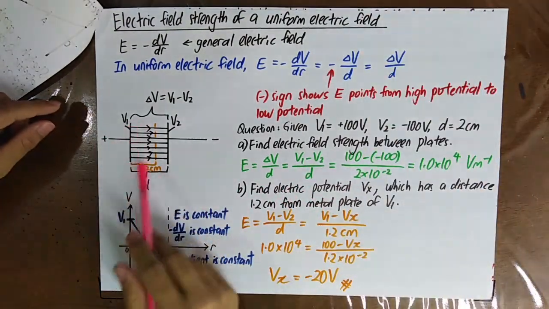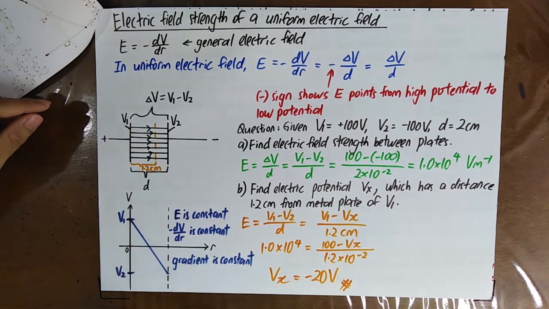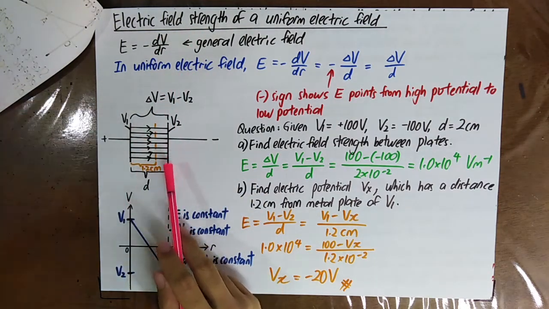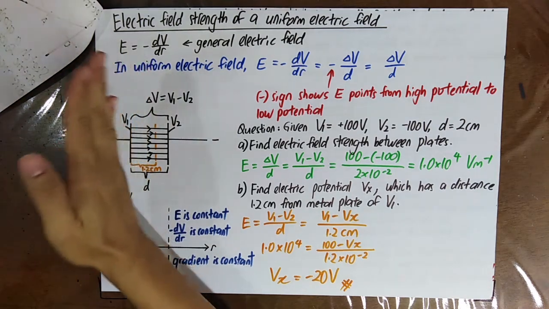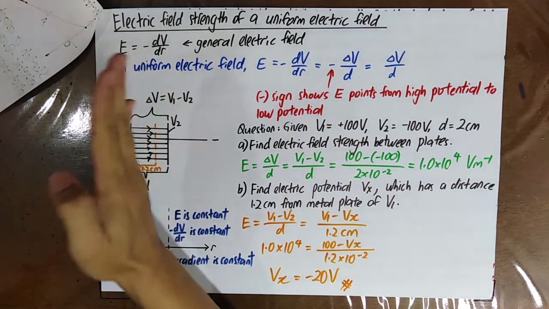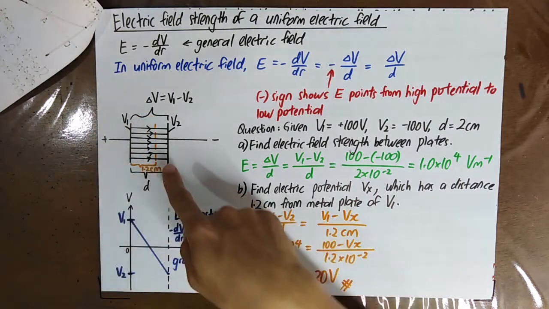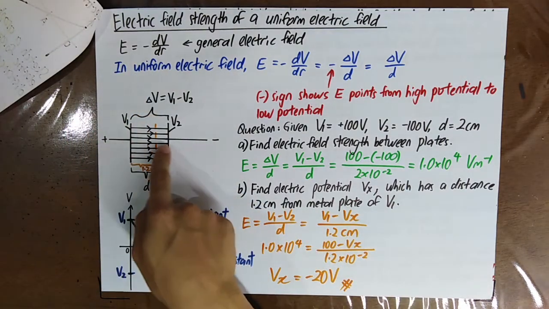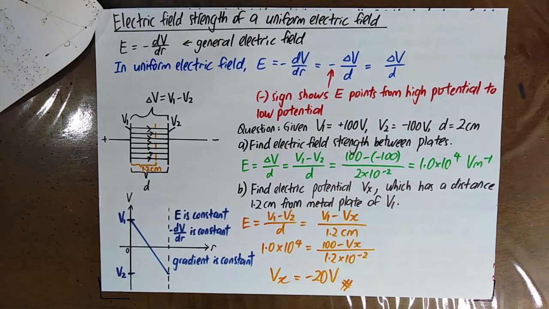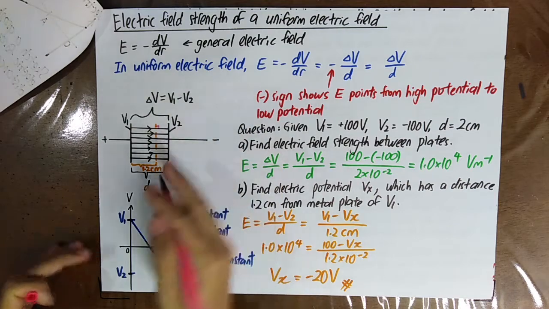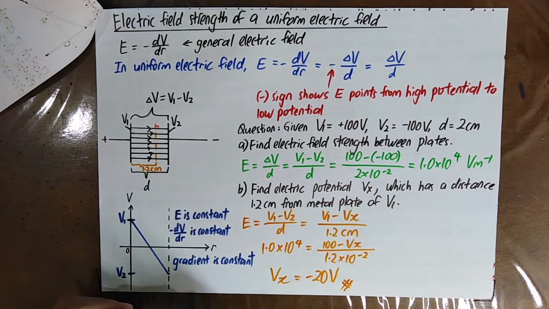This is a parallel plate capacitor. You know that the electric field will point from here to here. And then this is an equipotential surface. This is another equipotential surface, and so on. And then the electric field will point from here to here. Okay? And then the equipotential surface will form a right angle with the electric field lines.